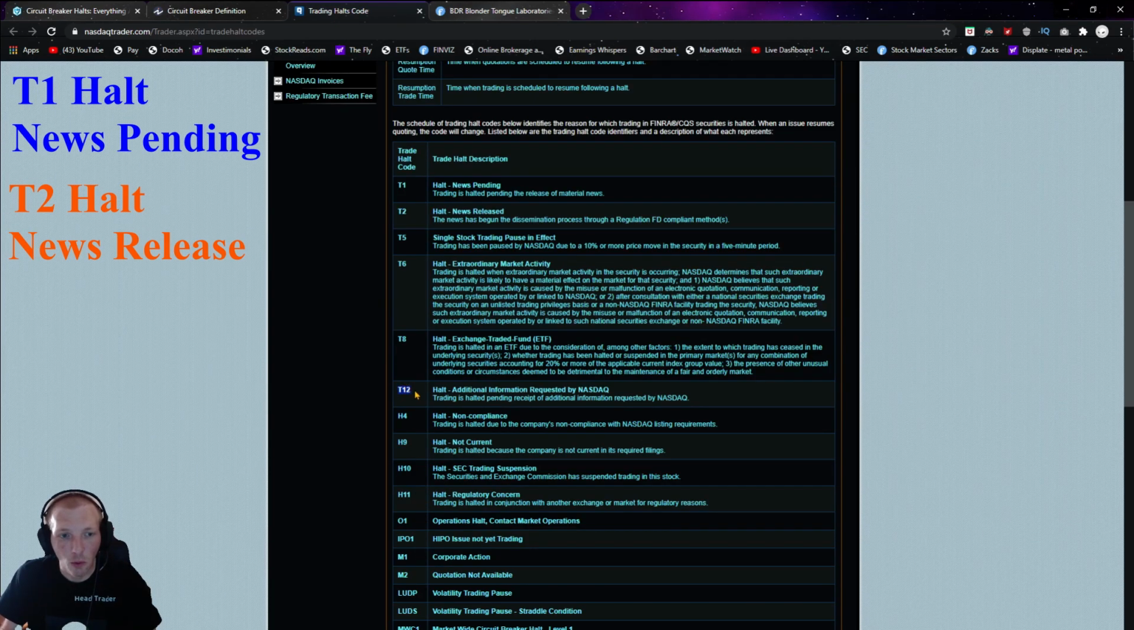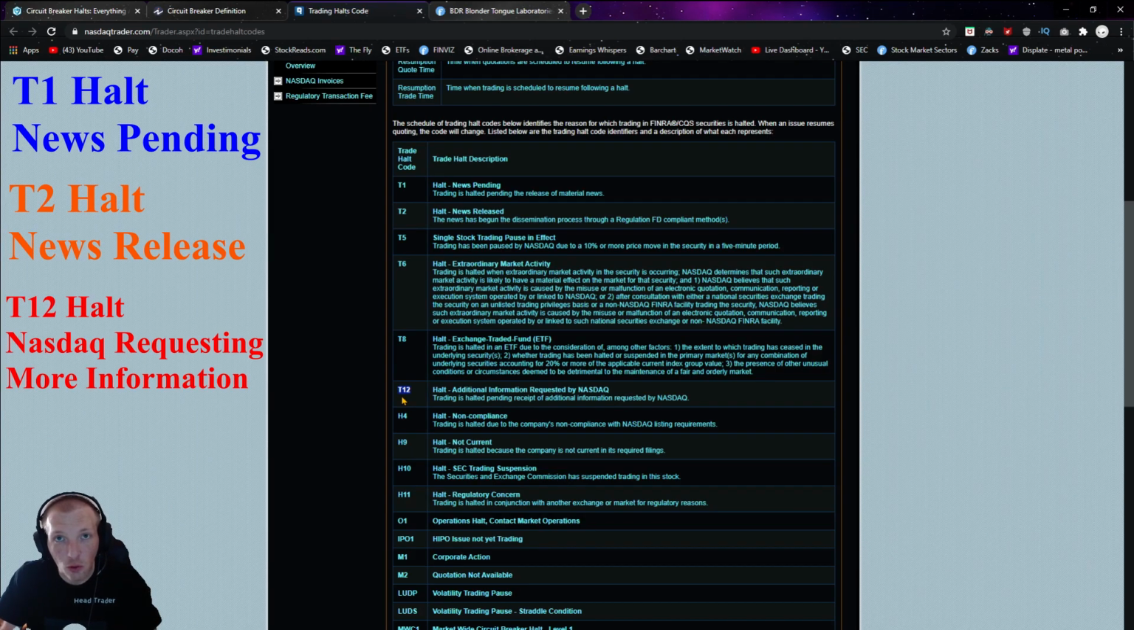There's the feared one, the T12 halt. If you get caught in a T12 halt and you're in a position, pretty much kiss it goodbye, because that T12 halt could last for days, weeks, months, even years. It could never reopen again. T12 halt, additional information requested by Nasdaq. Trading is halted pending additional information requested by the Nasdaq.